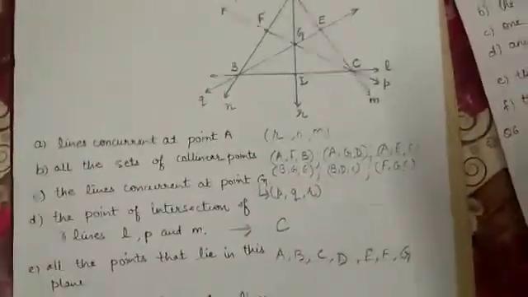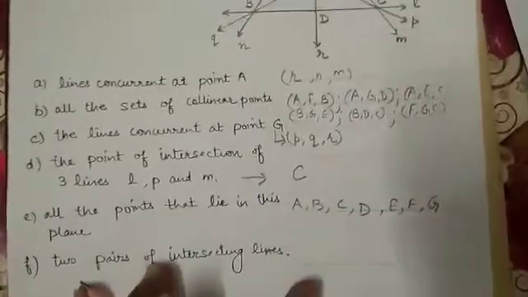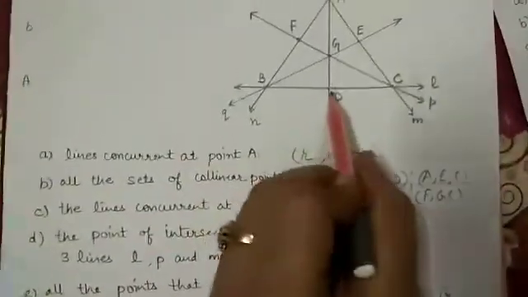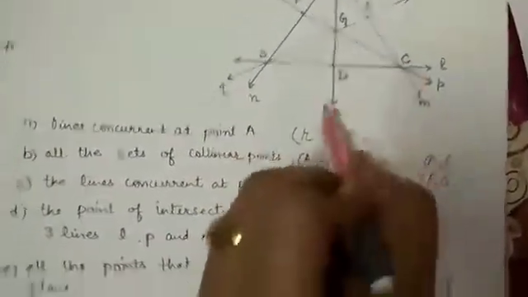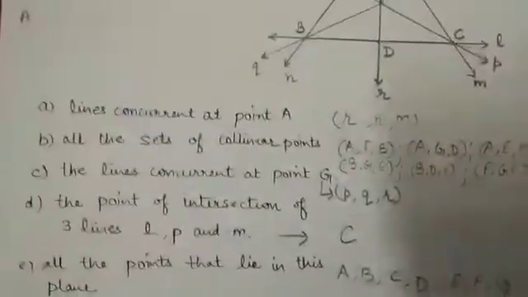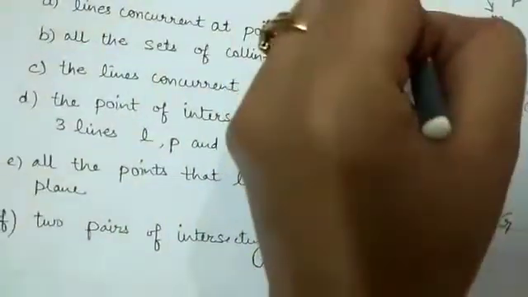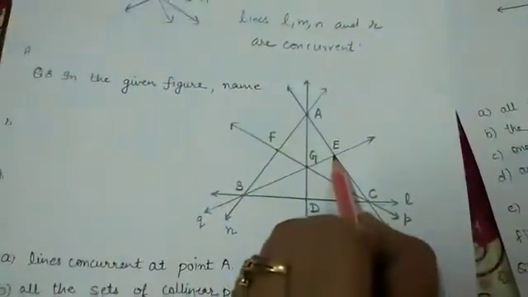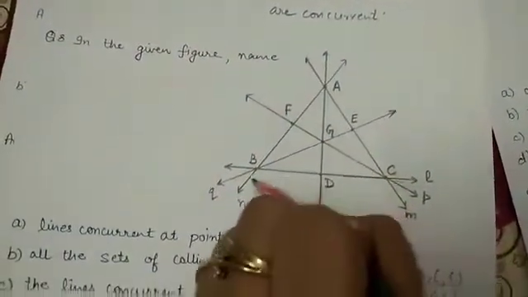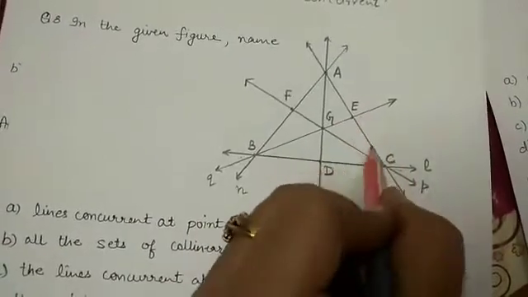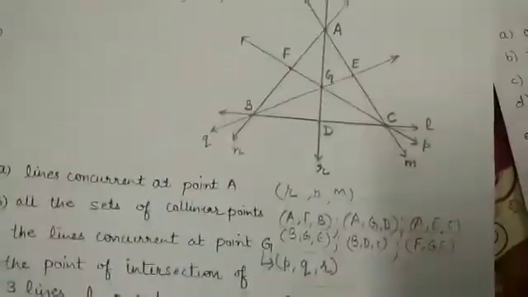2 pairs of intersecting lines. That is where only 2 lines are passing. Here this is line L and this is line R. So write here L and R. One more I can see here, point E. This is line Q and this is line M. So I can write here M and Q.